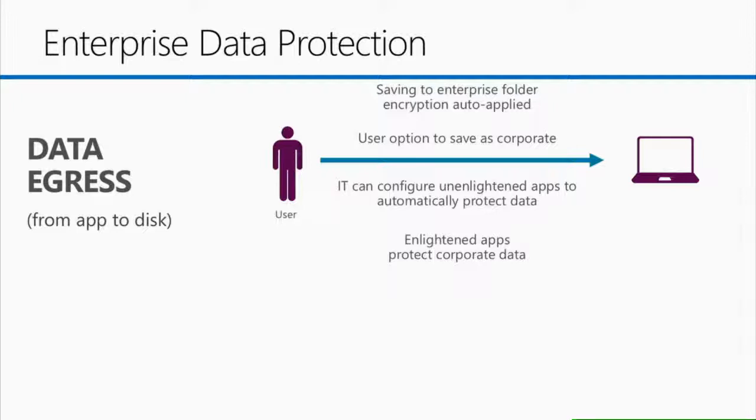We also give the user an option to save something as corporate. So imagine you are working with a vendor, and the vendor gives you some files that are not enterprise tagged. They came from a USB drive. You have the ability to tag those files either from the experience itself or when you go to save them in the Save As dialog. As I mentioned earlier, you can configure line of business applications to automatically protect data, and then Enlightened applications or dual purpose applications will protect data. So we protect data as it comes in, we protect data as it leaves applications and gets stored on the disk.